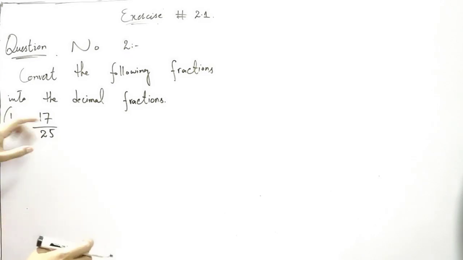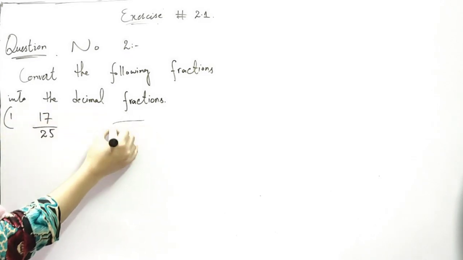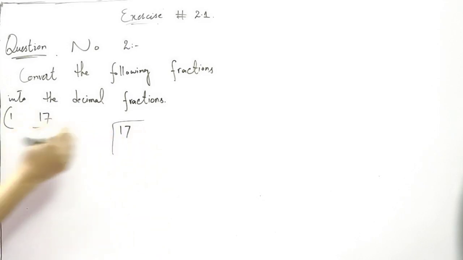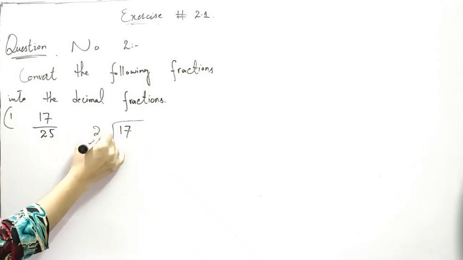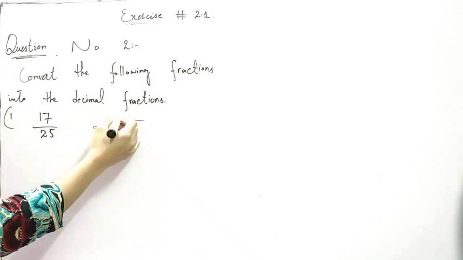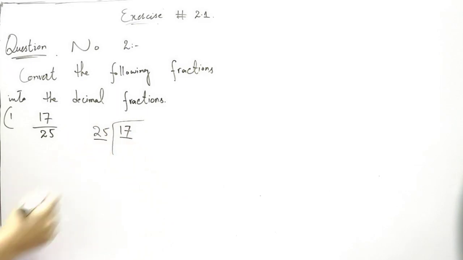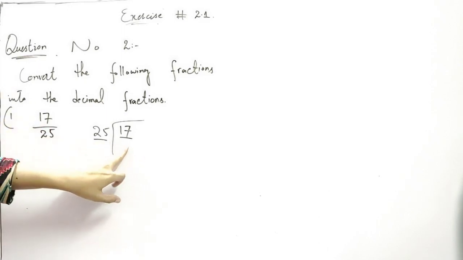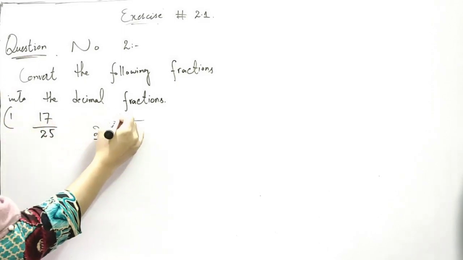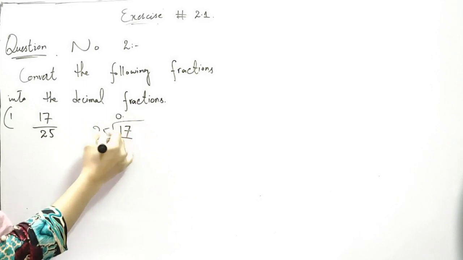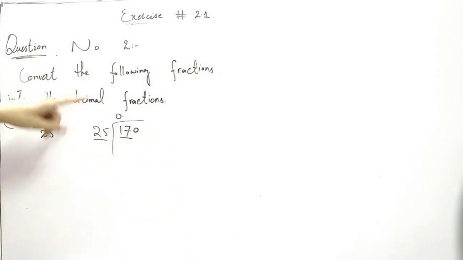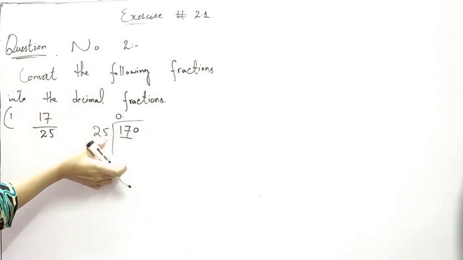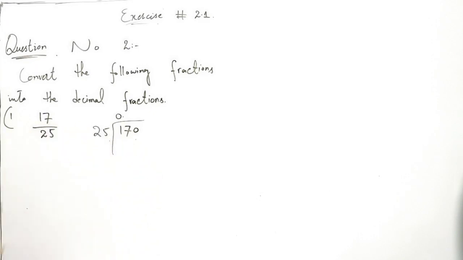To convert this fraction into the decimal fraction, we have to divide 17 by 25. So take 17 under the division and take 25 outside the division. This 17 is less than 25, so we cannot divide 17 by 25. So to solve this, we should place here 0 point, and due to this point here comes 0, because this is the rule. So now we have 170 divided by 25.